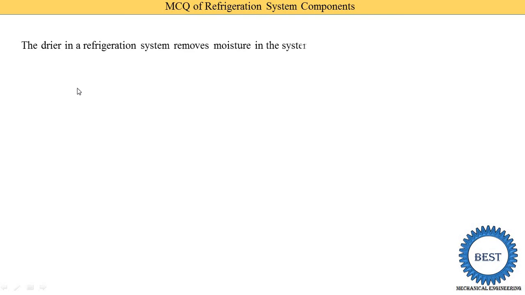The dryer in a refrigeration system removes the moisture in the system. Option A is correct. The dryer removes the moisture from the refrigerant. These questions are also asked in another way. The dryer is used in a refrigeration system, and various options are given, to add moisture or to remove moisture. Another way it is asked is how to remove the moisture in a refrigeration system, and then different options are given: dryer, dehumidifier, compressor, condenser.